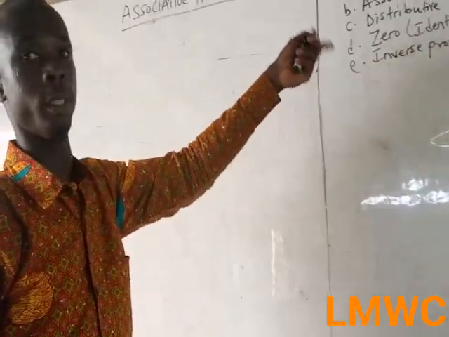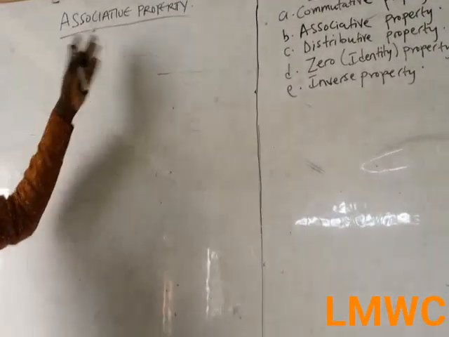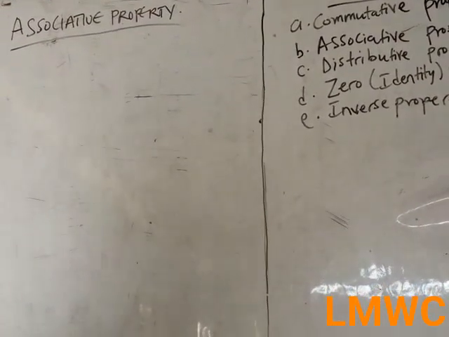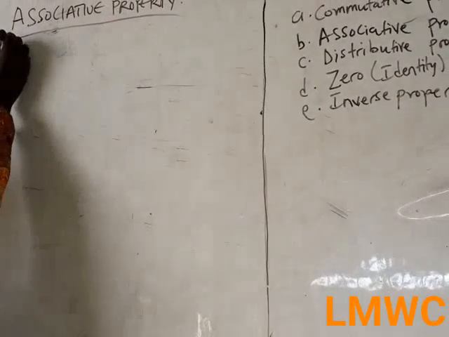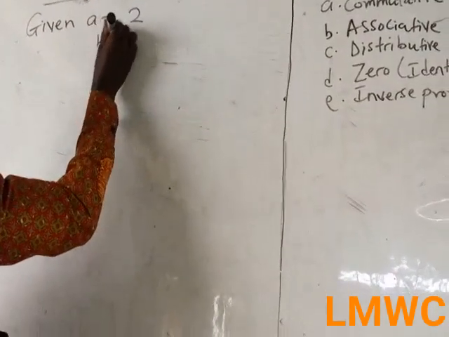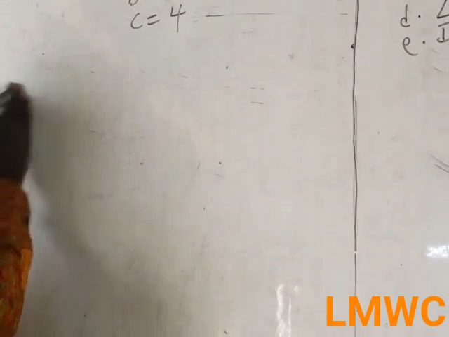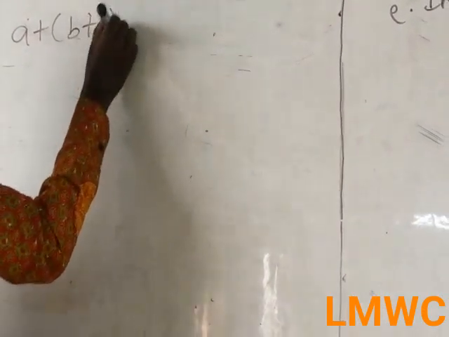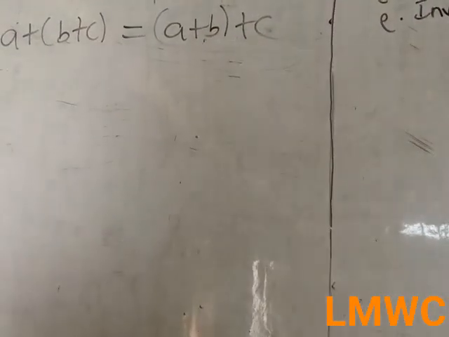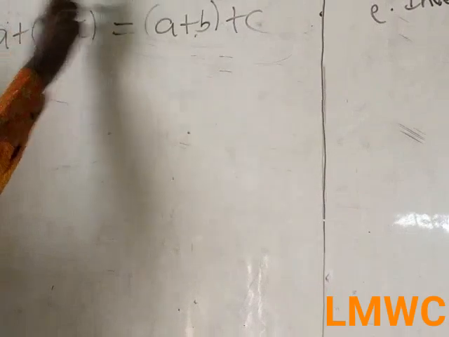And with the commutative property, that one involves only 2 numbers. But for associative property, it involves 3 numbers. We have the associative property of addition and associative property of multiplication. So given a is equal to 2, b is equal to 3, and c is equal to 4, associative property of addition is like this. a plus b plus c is equal to a plus b plus c. This is associative property of addition. It involves 3 values.